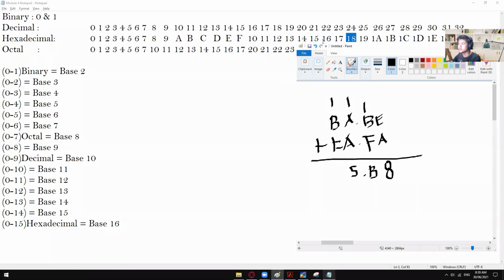A plus B is again 15 plus 11, 26 plus 1 is 22. So 22 in decimal, but it's 16 in hexadecimal. So carry 1, bring down 6. And then bring down that carry. So the result of this one is 165B8. Okay. So of course, it's base 16. So are we clear with hexadecimal addition?